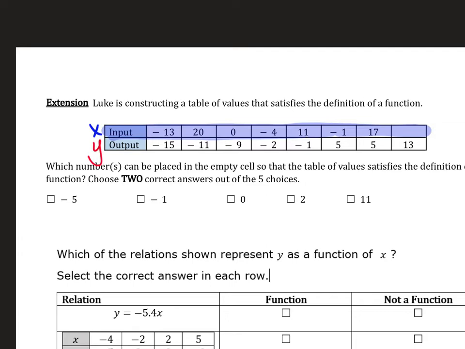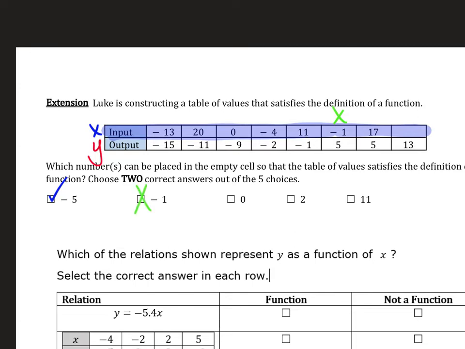The first number they have is -5. I'm going to look at my boxes. I have -13, 20, 0, -4, 11, -1, and 17. -5 does not repeat as a number, so I can check that off and add it to make it a function. Let's check for -1. Oh, I see -1 right here, so I cannot use this as a function.